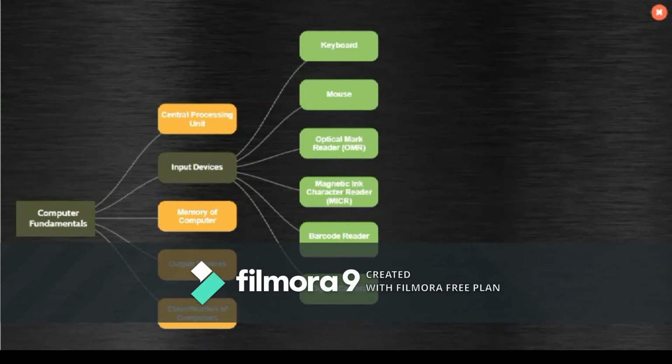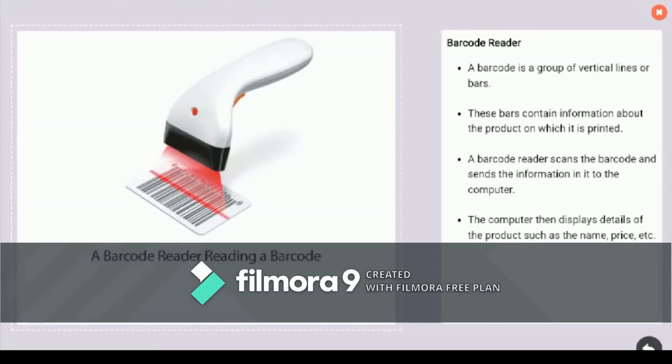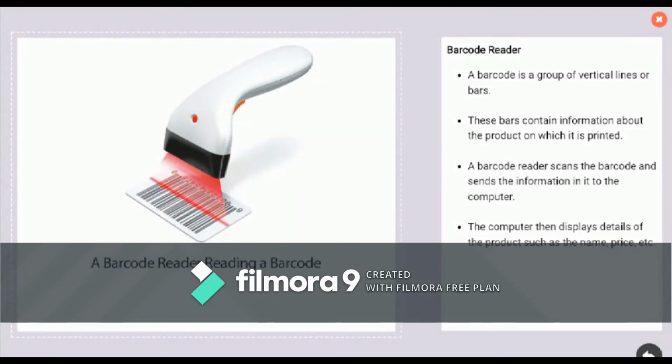Okay. Next one is barcode reader. In the picture you can see the barcode reader and the barcode. A barcode is a group of vertical lines or bars. In the picture you can see so many vertical lines, black and white lines are there. These bars contain information about the product on which it is printed. A barcode reader scans the barcode and sends the information in it to a computer.